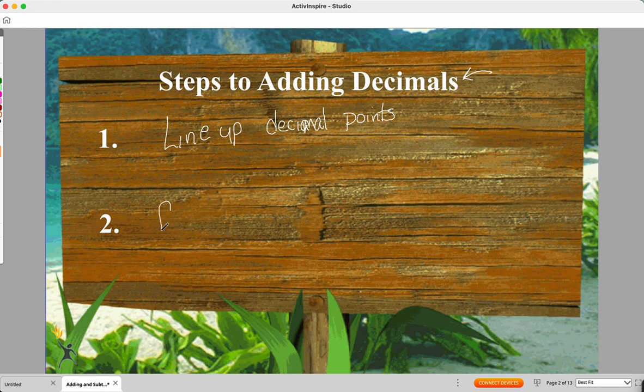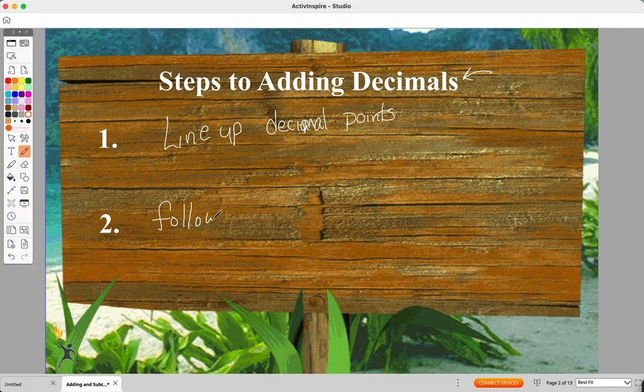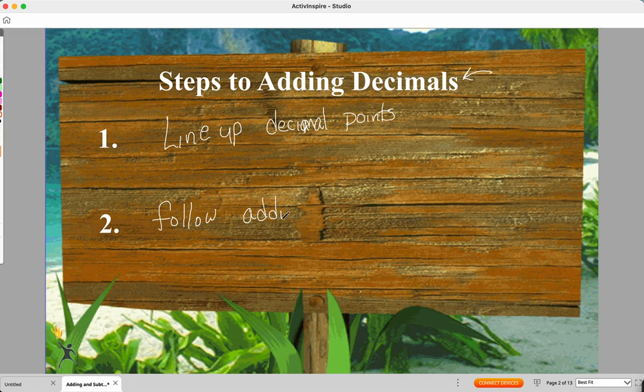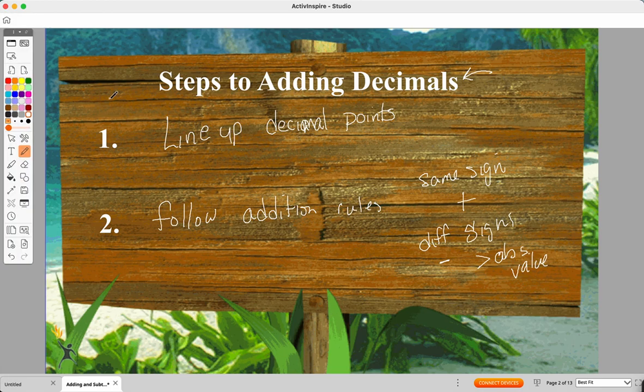Now we're going to have to follow our addition rules. To be fair, our addition rules are pretty simple, and they're the same rules we learned. If you have the same signs, you're going to add. If you have different signs, you're going to subtract and keep the sign with the greater absolute value. ABS is our shortcut for absolute value. As we practice, let's take a look at what that looks like.